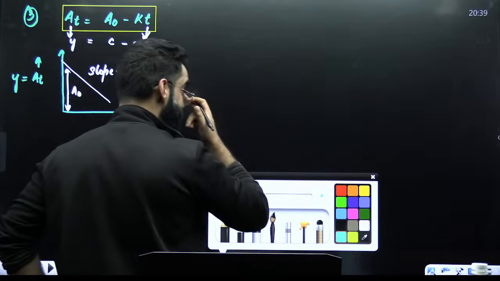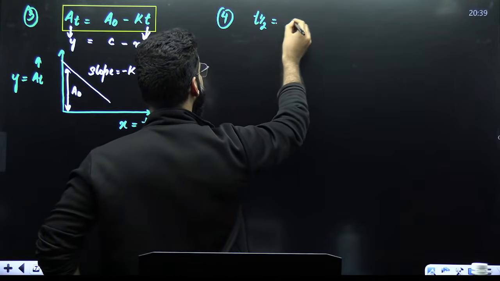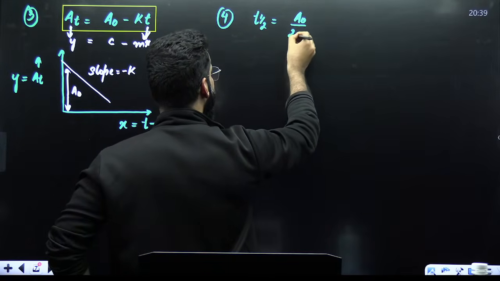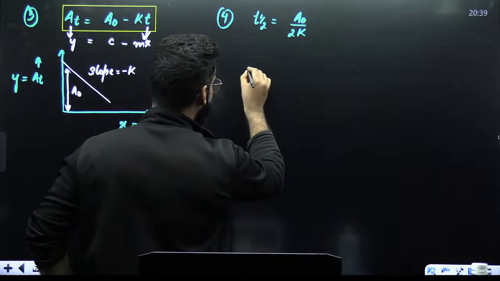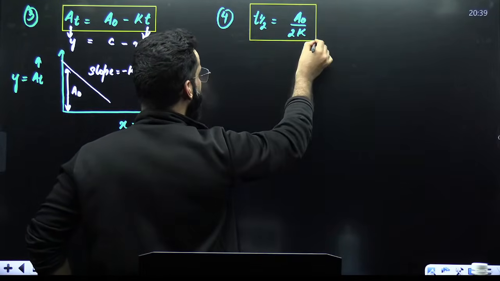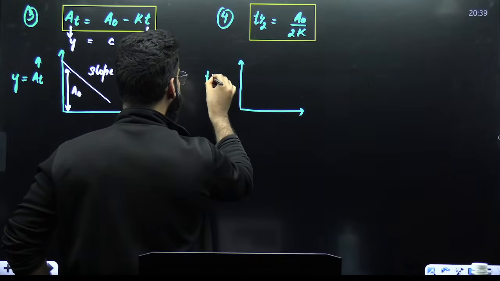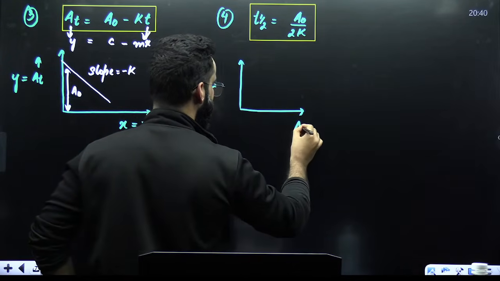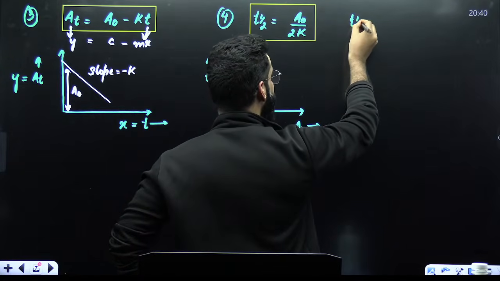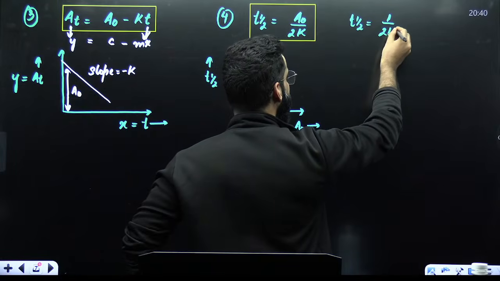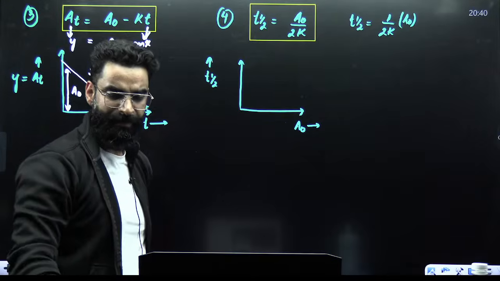For example, my dear students, you have got the equation t half is equal to a naught divided by 2k. Now you have to plot a graph between t half and a naught. Can I do one thing? Can I write it like this? t half is equal to 1 by 2k multiplied by a naught.